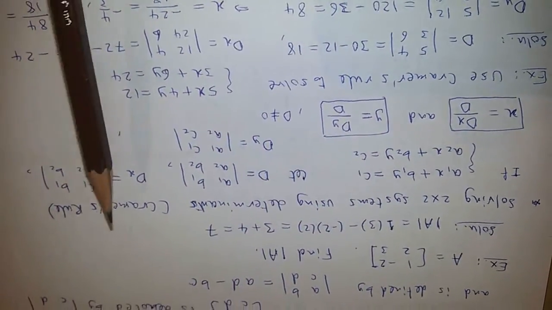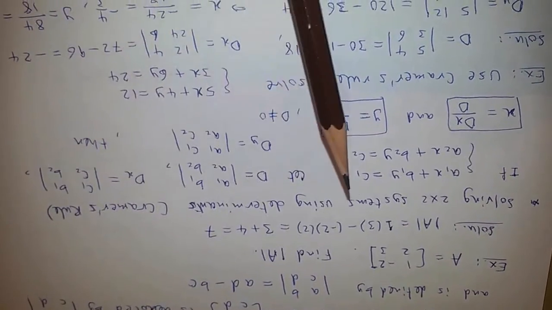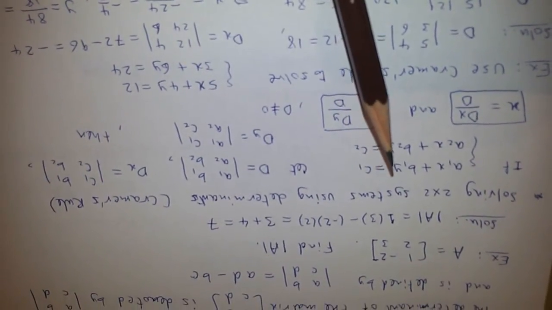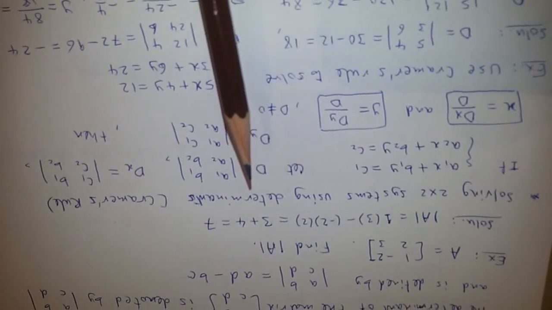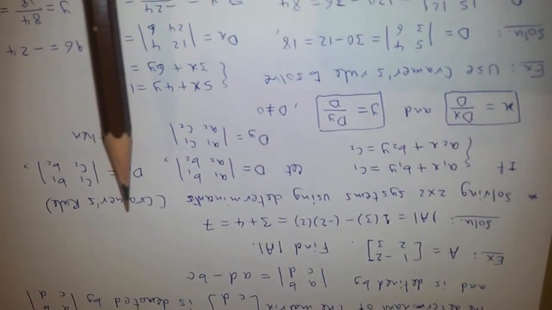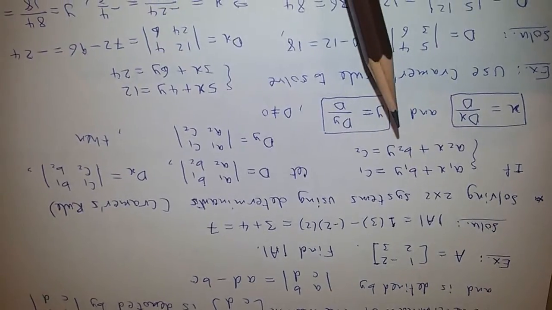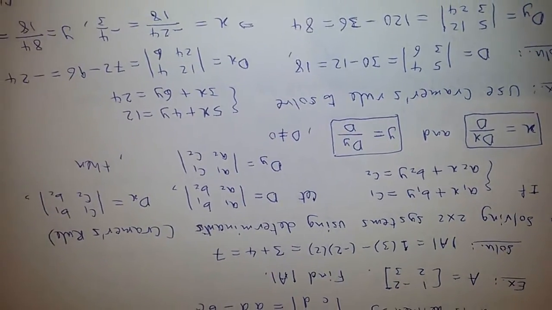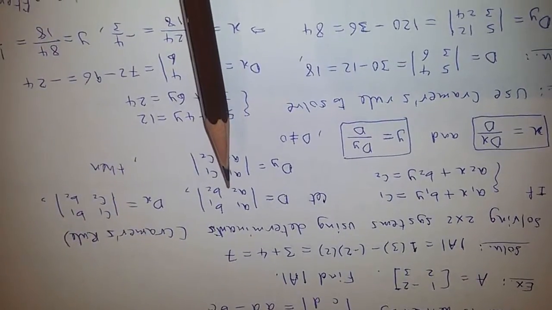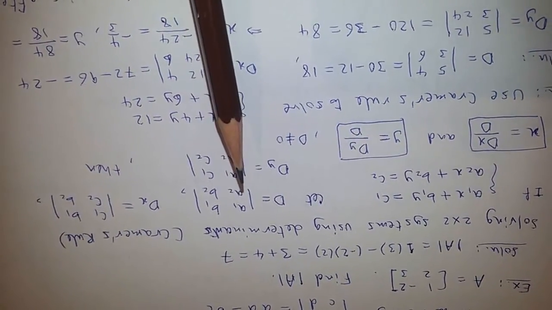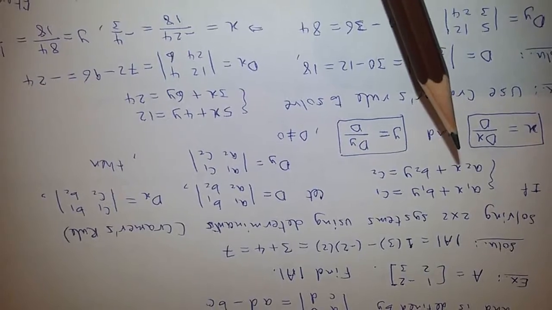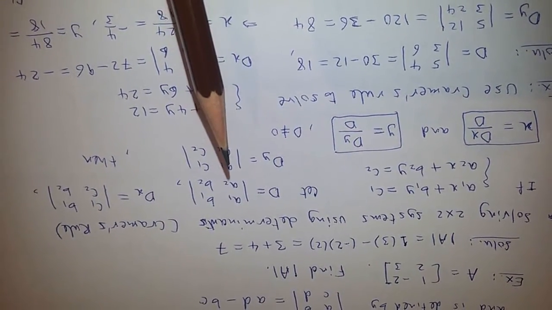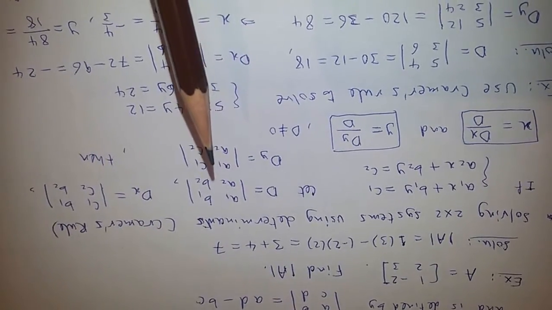Now, how to use Cramer's rule to solve a 2 by 2 system, two equations and two variables, using determinants? This is a system, two equations and two variables. Now let us call D the determinant of the coefficients A1, A2, coefficients of X, B1, B2, coefficients of Y. Let us call this determinant D.